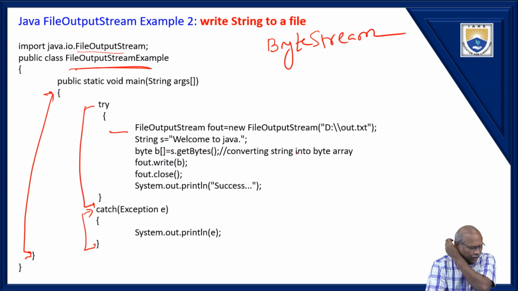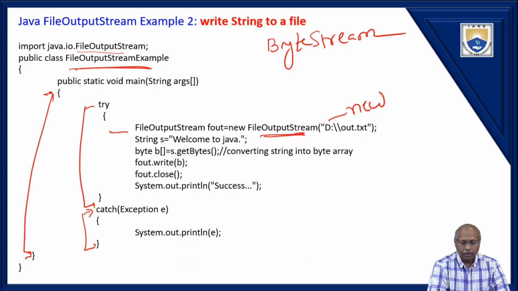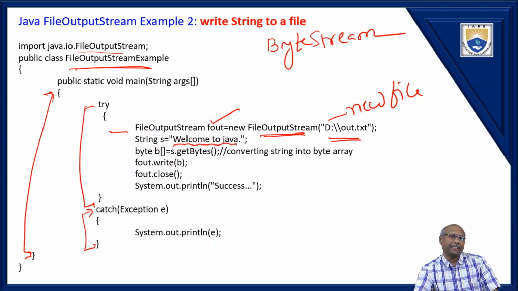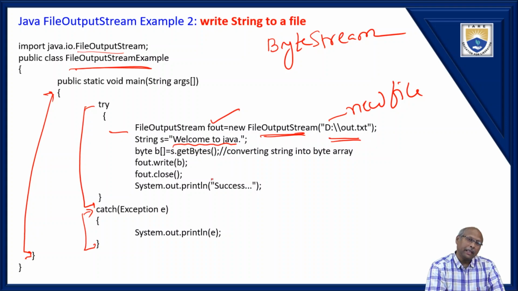Fine. Now, my output stream is allowing me to create a new file. The new file is created. What is the name? Out.txt. So you can create one object of this output stream. Then, "Welcome to Java" is the statement I want to write. How to write? Because we are using byte stream, here I will convert the string into bytes. How to convert into bytes? s.getBytes. getBytes is a method which will give you the corresponding bytes.